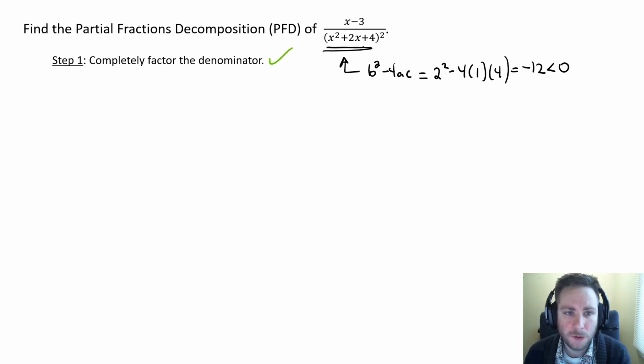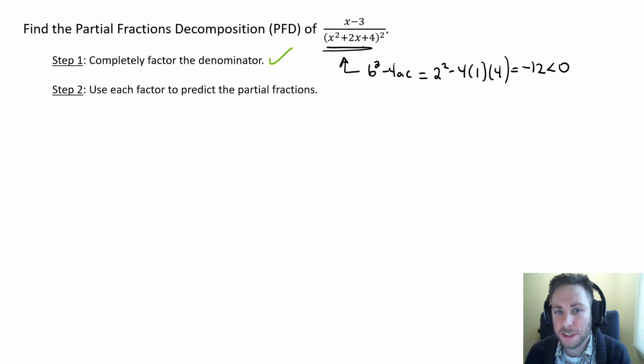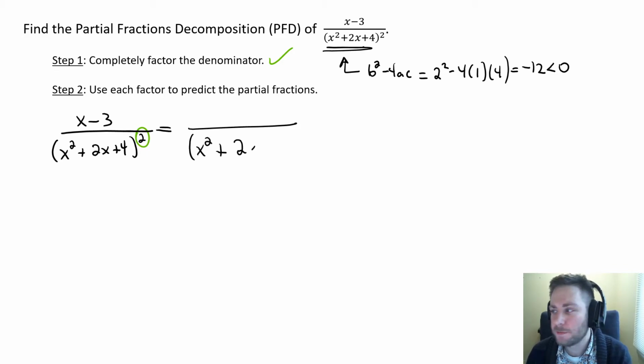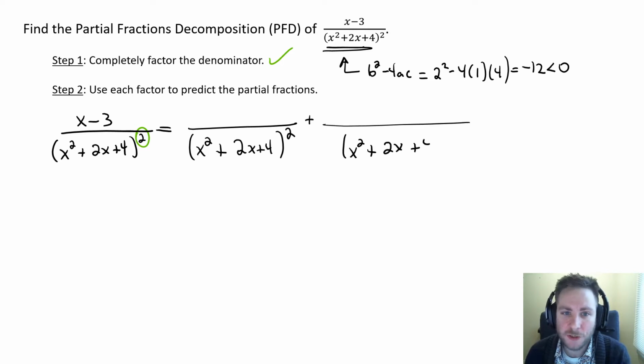This is where we make our prediction about what the PFD will look like. In this case, we only have one factor to account for in the denominator, but we notice that factor is raised to the power of 2, meaning we need to build two partial fractions for this factor. Our first fraction would have an exponent of 2 in the denominator, while our second fraction would have an exponent of 1, according to the discussions from the previous video.